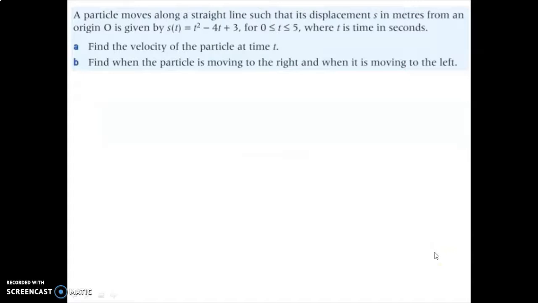All right, try this one out. We have a particle moving along a straight line between times 0 to 5, and we want to know the velocity of the particle. So here's our position function. What's the velocity function? And then once you know the velocity function, find out when the particle is moving to the right and when it is moving to the left. I'll give you a hint with that one as well.